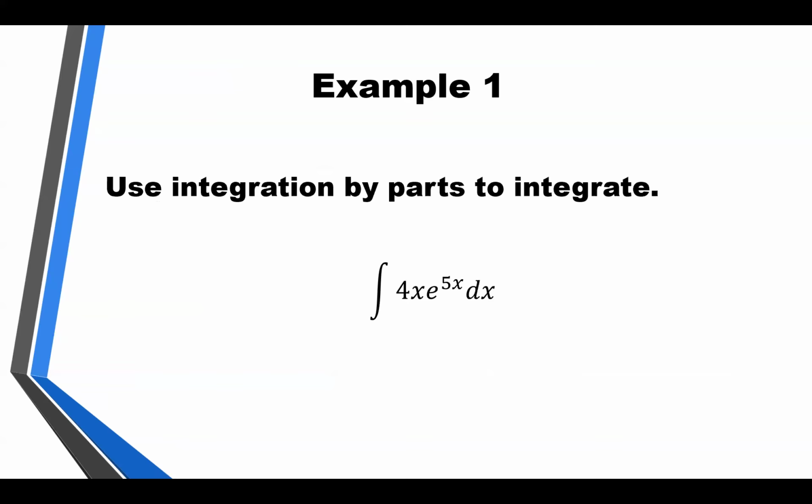So let's take a look at this example. We have 4x multiplied times e to the 5x. We want to integrate that with respect to x. So we're going to use integration by parts to integrate this one.